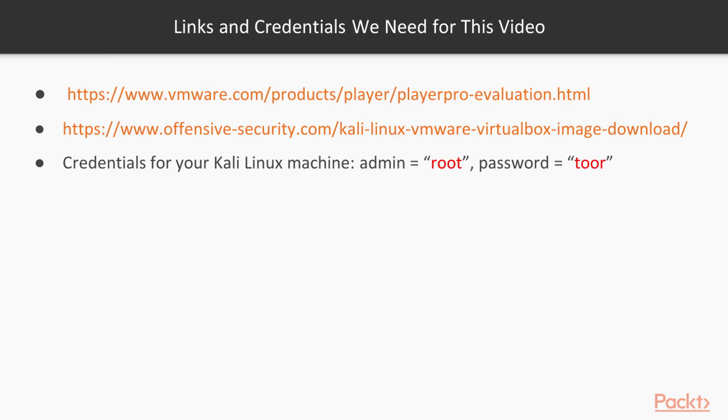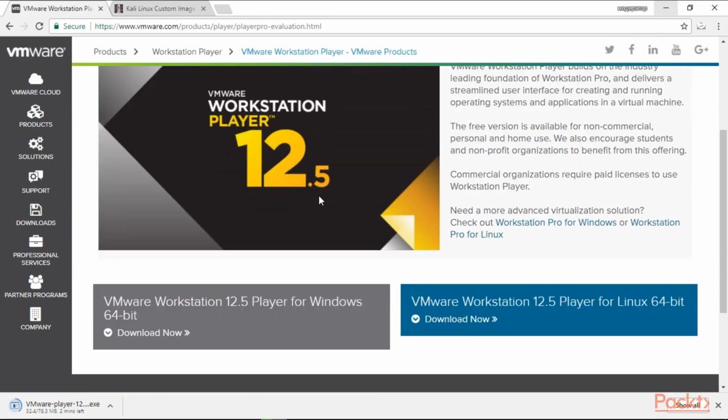First, we need to download and install a virtual machine. For this course, I recommend you use VMware Workstation Player because it's convenient and free for personal use. So, let's go and download it. We can download it from here, and all you need to do is choose your operating system. My operating system now is Windows 10 64-bit, so I choose this link.